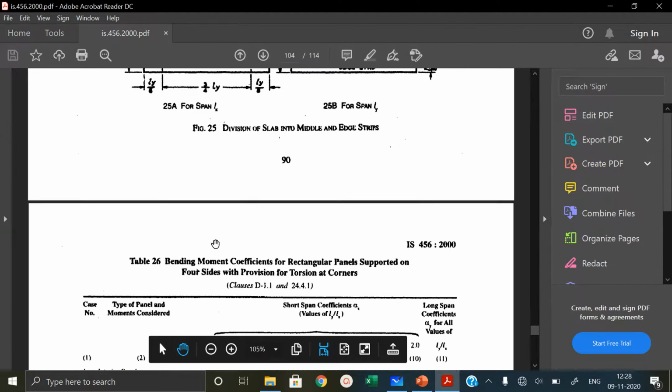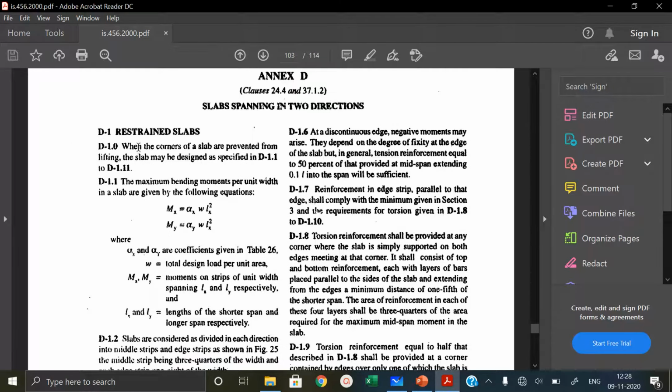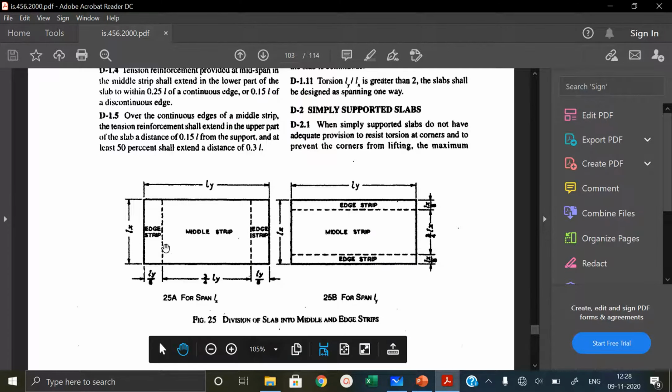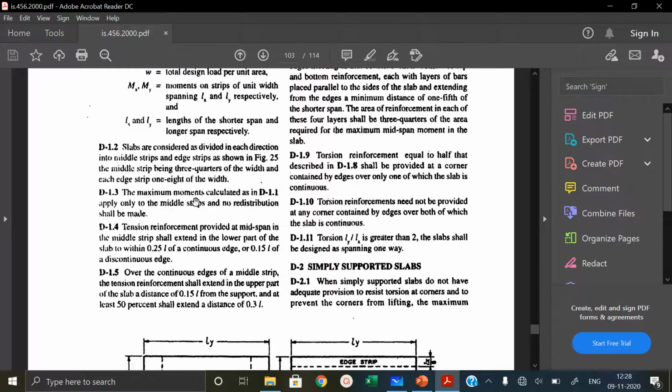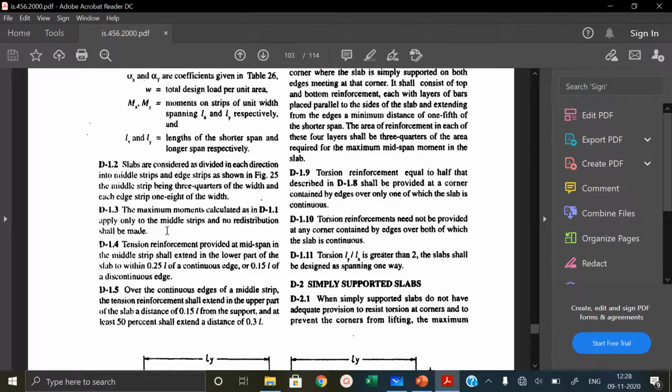Now D-1.2 of your IS 456 specifies, you can see here, for restrained slabs, these all things are for restrained slabs. Slabs are considered as divided in each direction into middle strips and edge strips as shown in figure 25. Figure 25, you could see it is divided into middle strip and edge strip in both directions, in x direction and y direction, and the maximum moment calculated as in D-1.1 applies only to the middle strip and no redistribution shall be made.